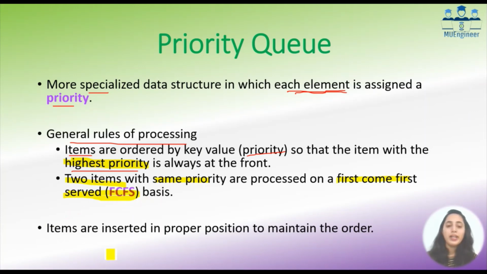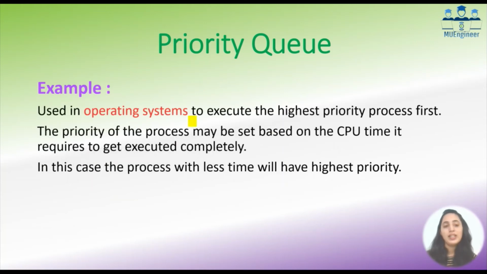Okay, so here items are inserted in the proper position to maintain the order. Whenever I say along with the values, they are coming with priority. So priority के हिसाब से वो order में sequence में रहते हैं, so that the order is maintained as per their priority. So now in priority queue, we see the example.